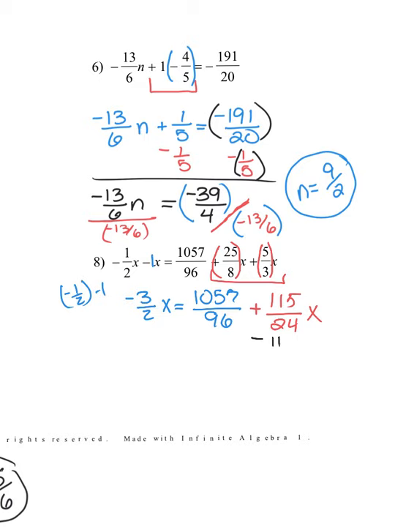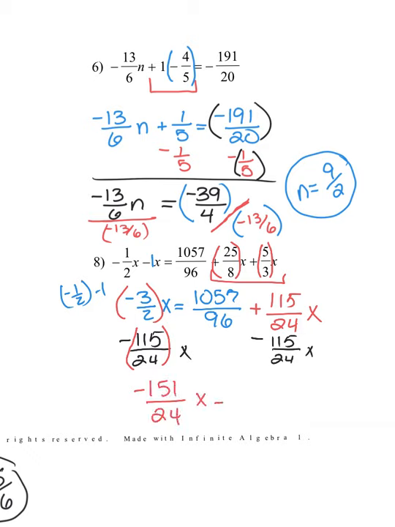Now, in order to solve, what I'm going to do next is move the x's to one side. So I'm going to minus 115/24x, minus 115/24x. In your calculator, do negative 3/2 minus 115/24 in parentheses. You should end up with negative 151/24x equals 1057/96.